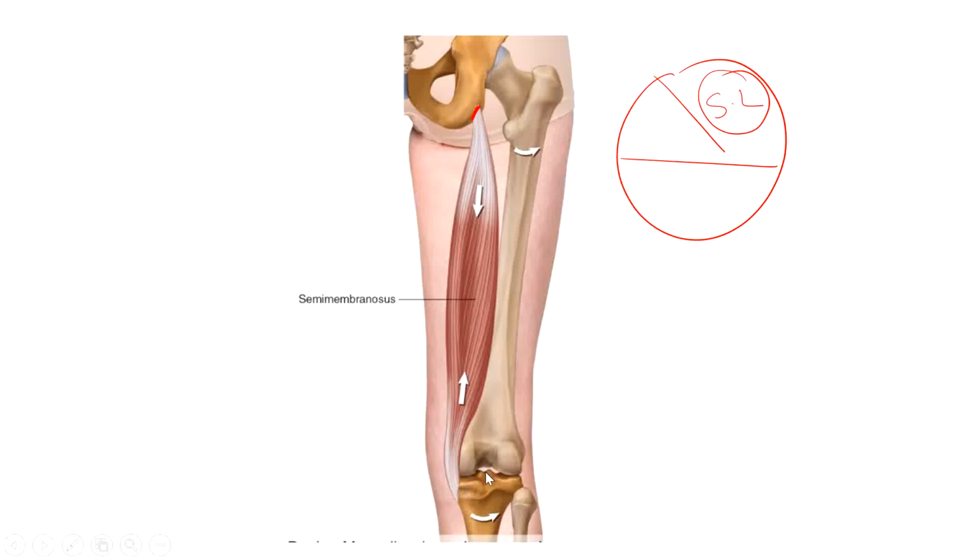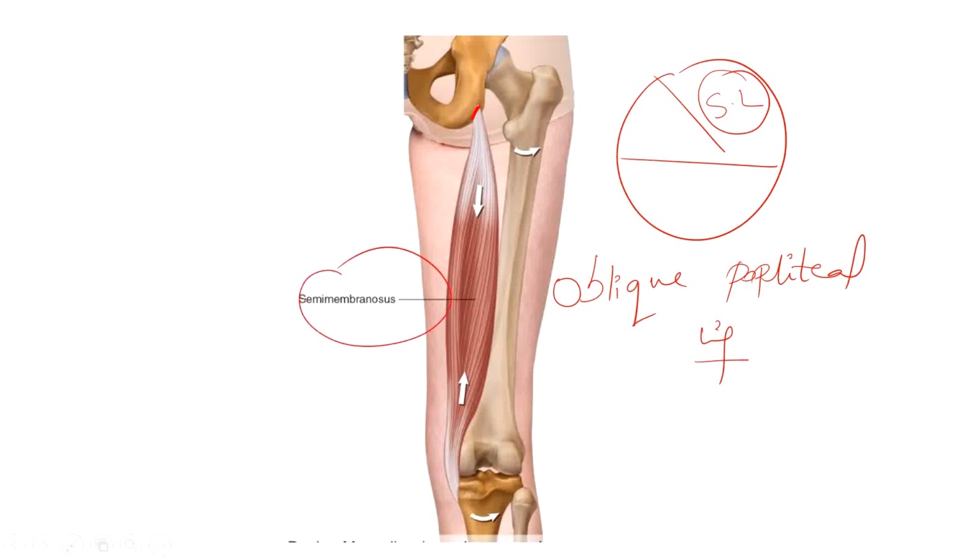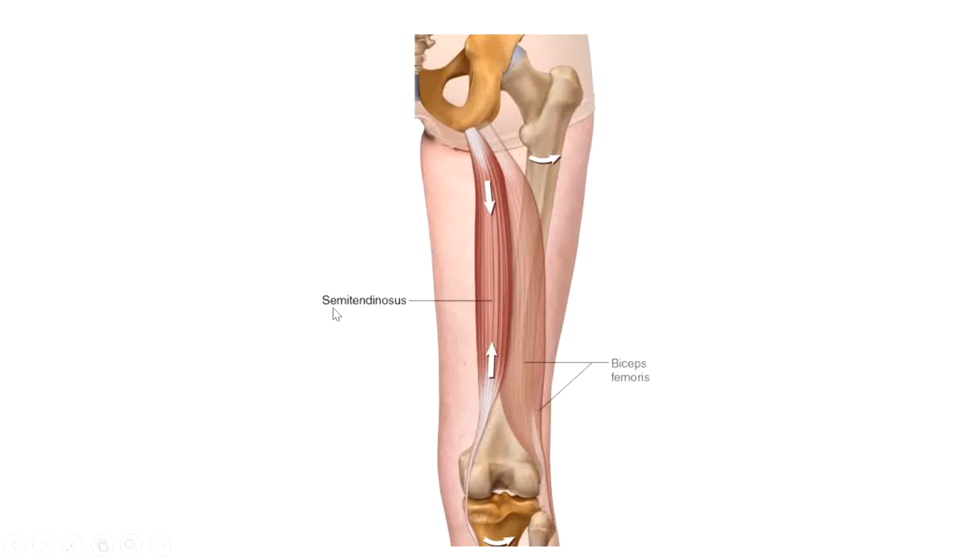Here, posterior part of medial condyle of tibia, the semimembranosus is attached. The muscle continues as oblique popliteal ligament. So the morphological significance of oblique popliteal ligament is semimembranosus muscle. Next muscle is semitendinosus.